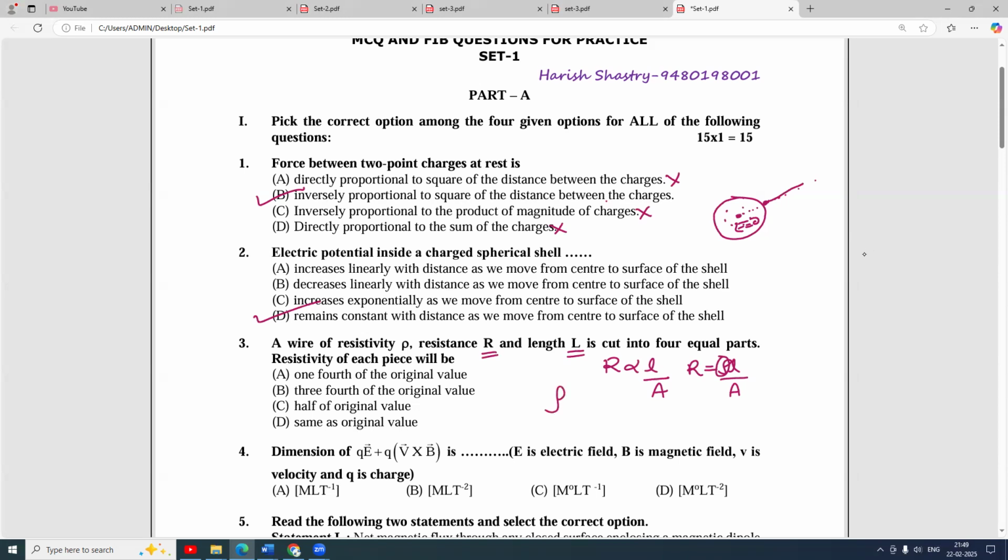So if you cut it into 4 parts, resistivity does not change. So resistivity is the same as the original value even if you cut it. And suppose you are asked to find out what the resistance is when the wire is cut into 4 equal parts, resistance is directly proportional to length. So R becomes R dash, which is R by 4. That is okay.